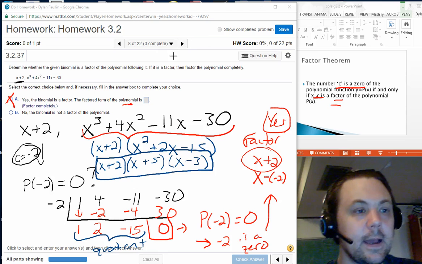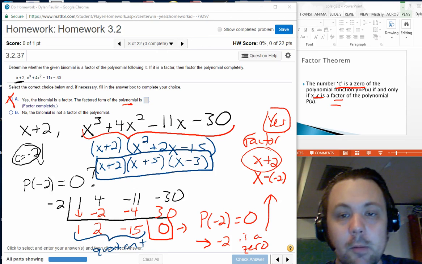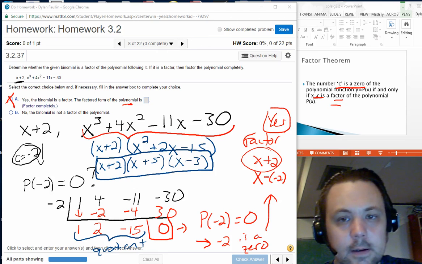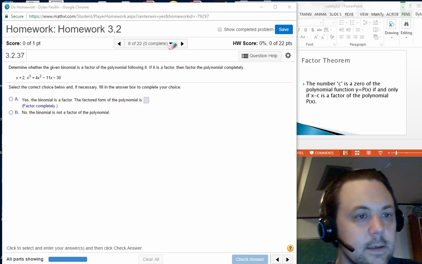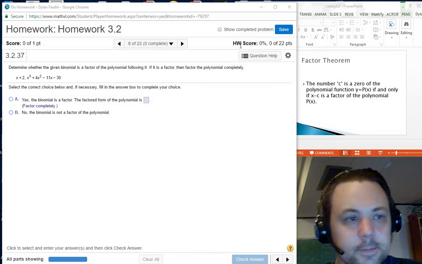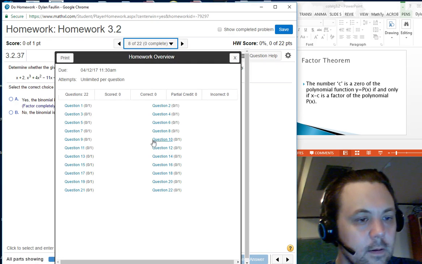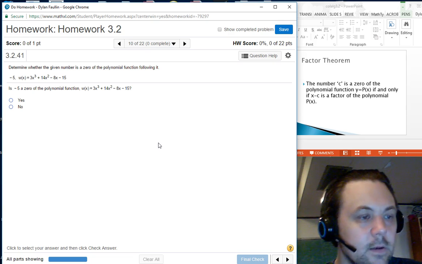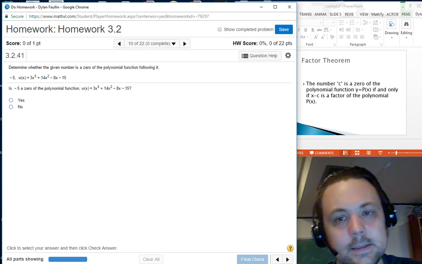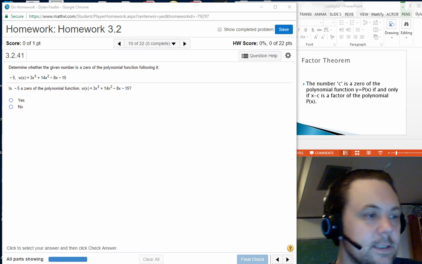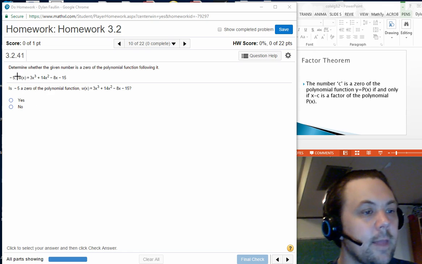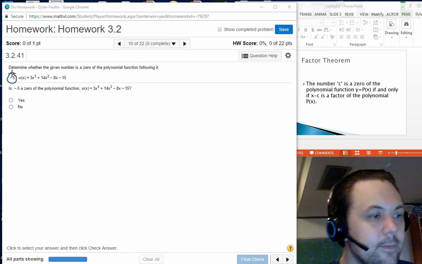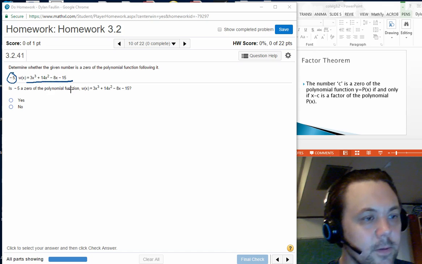So let's take a look at another kind of problem that you'll come across on the homework. Let's look at number 10. All right. So here, this one is in the same vein of what we just did, but it's just set up in a different way. They want to know if negative 5 is a 0 of this polynomial.